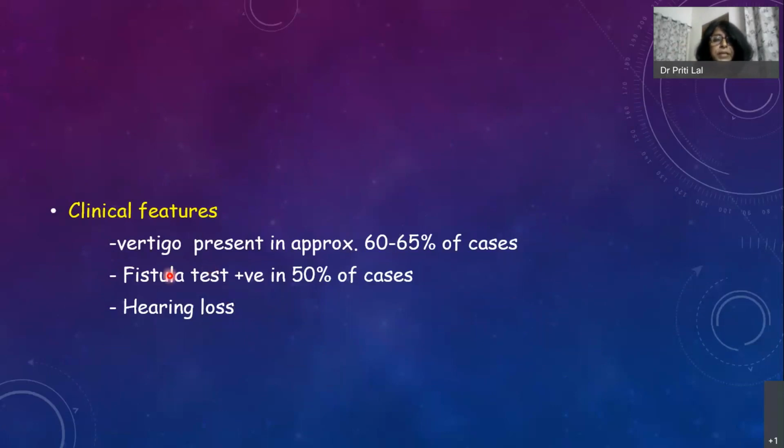Then these patients may present with hearing loss, which may be conductive because of the third window effect, or there may be an added component of sensorineural hearing loss, giving a picture of a mixed hearing loss.